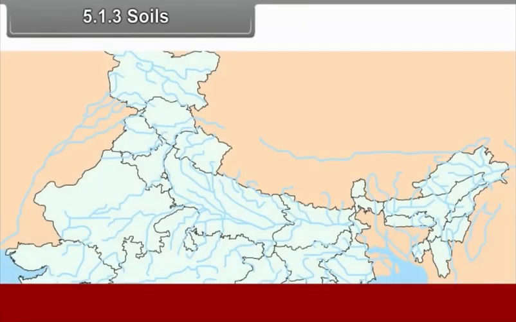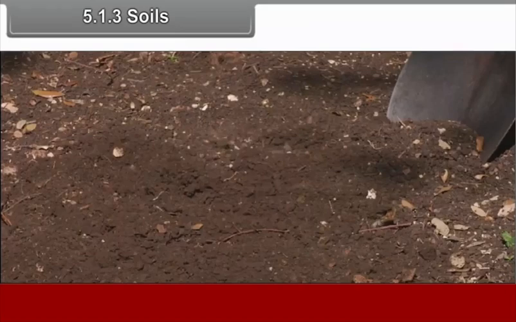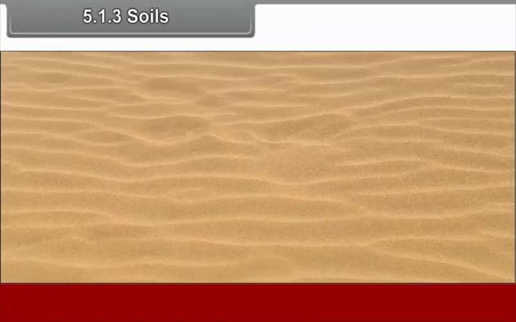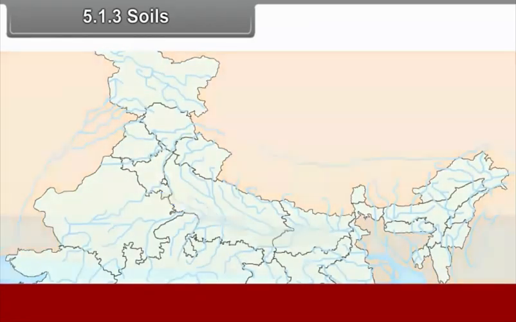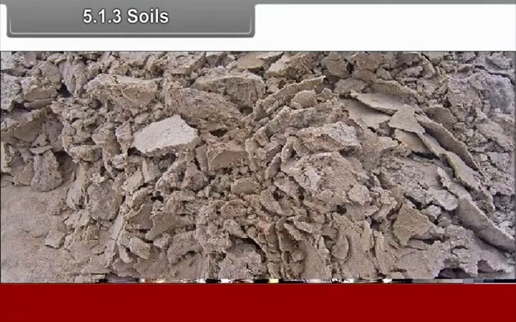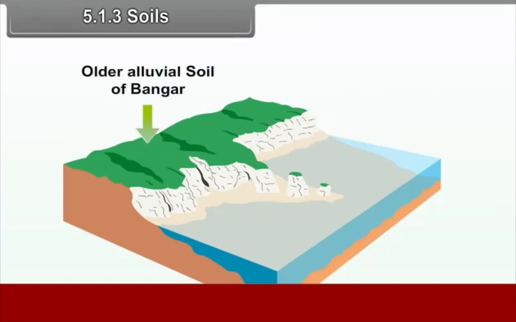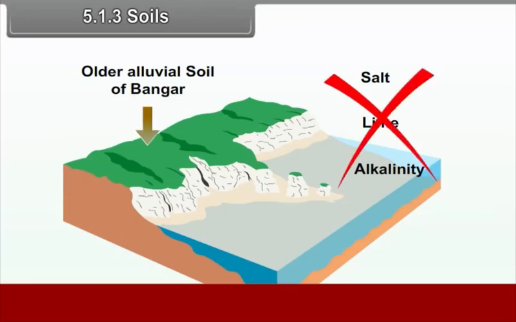5.1.3 Soils. Throughout the region, alluvial soil is found. In the upper Ganga plains, the Bhabar tract has sand and gravel, while the Tarai has sandy clay with humus and moisture. The newer alluvial soil of the Khadar is highly alkaline but lacks humus. The older alluvial soil of the Bangar is mature but lacks salt, lime and alkalinity.